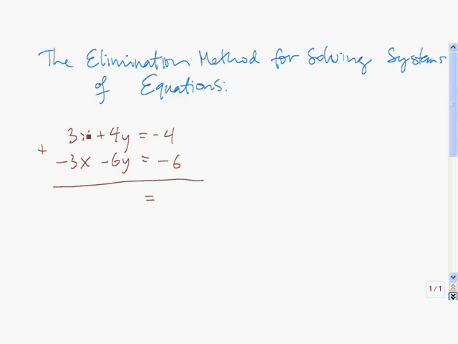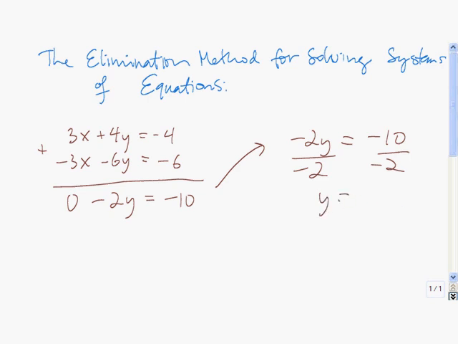So on the left-hand side, we have 3x plus a negative 3x, and that gives us 0. We have 4y plus a negative 6y, and that gives us minus 2y. On the right-hand side, we have negative 4 plus negative 6, and that's negative 10. So adding these two equations has eliminated the variable x, and that's why it's called the elimination method. What we're left with is negative 2y equals negative 10.